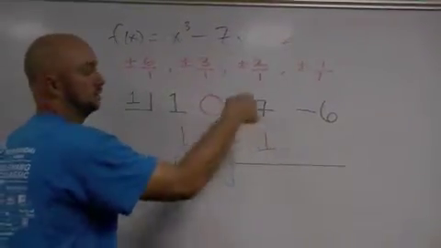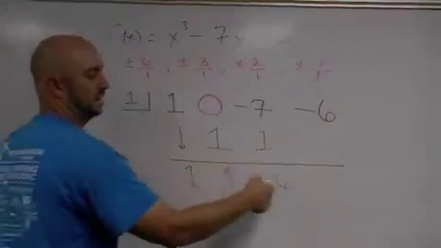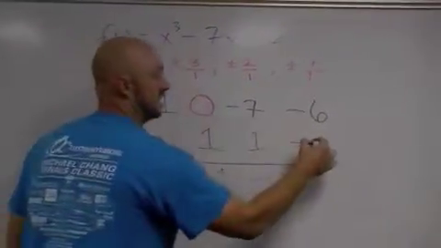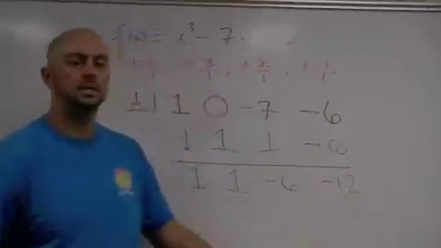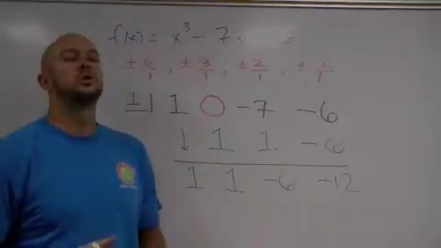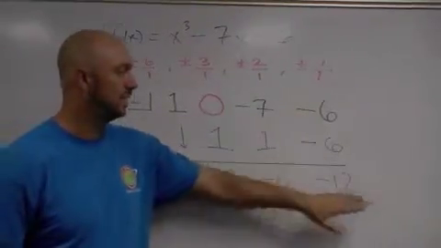Add straight down the column. Negative 7 plus 1 is negative 6. 1 and negative 6. 1 times negative 6 is negative 6. Negative 6 and negative 6 is negative 12. What the heck just happened? We tried 1. It does not go into it evenly.